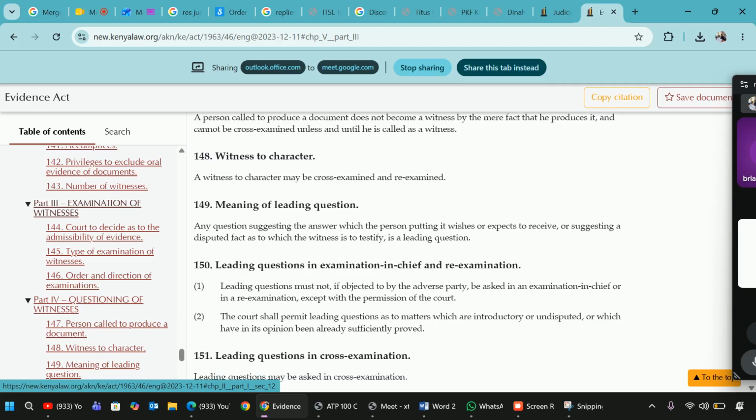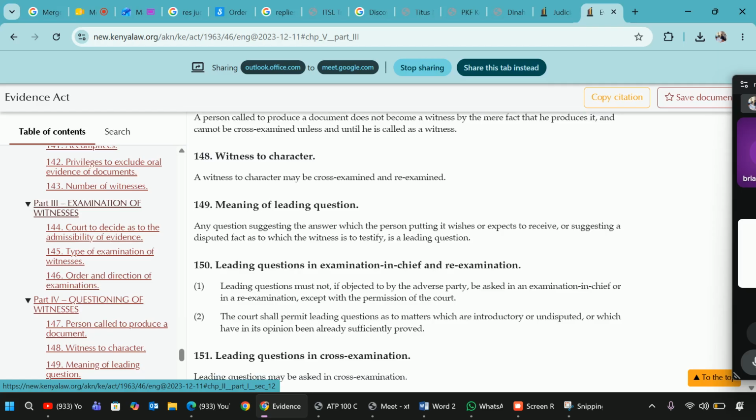149, what is the meaning of leading question? Any question suggesting the answer which the person putting it wishes or expects to receive, or suggesting a disputed fact as to which the witness is to testify is a leading question.